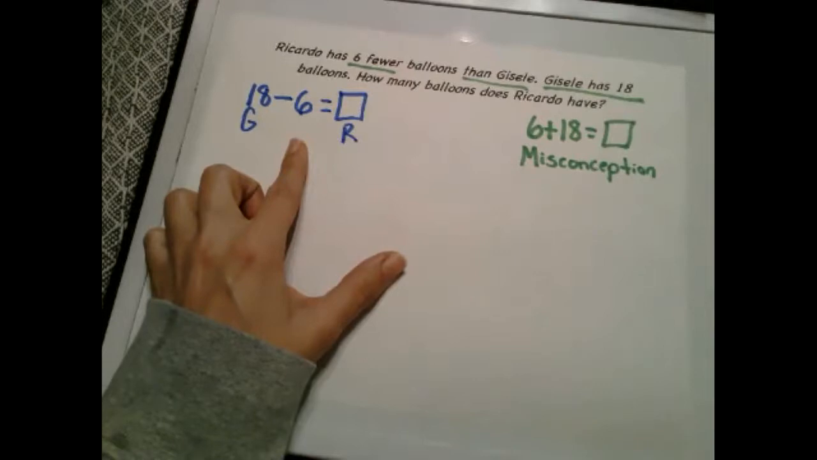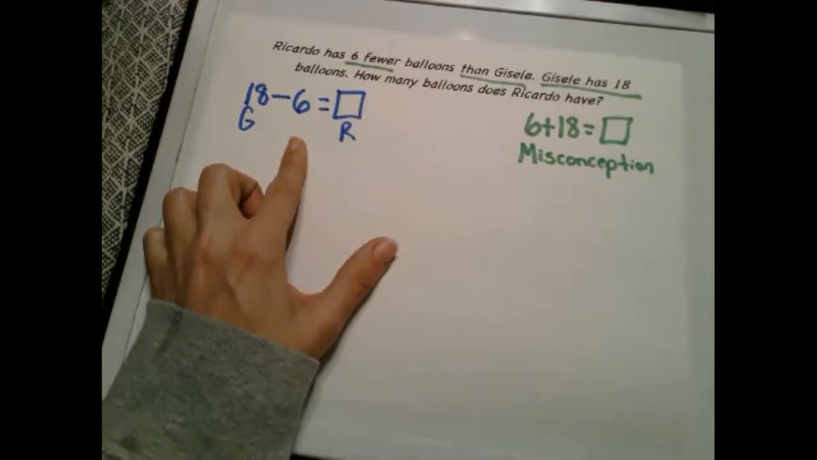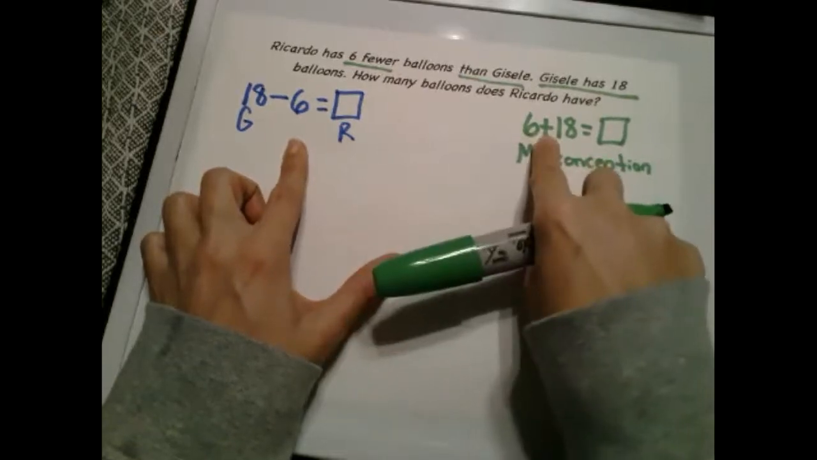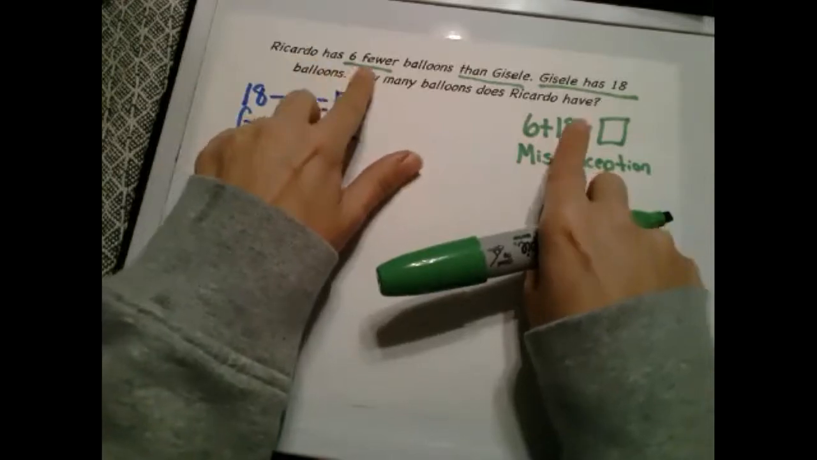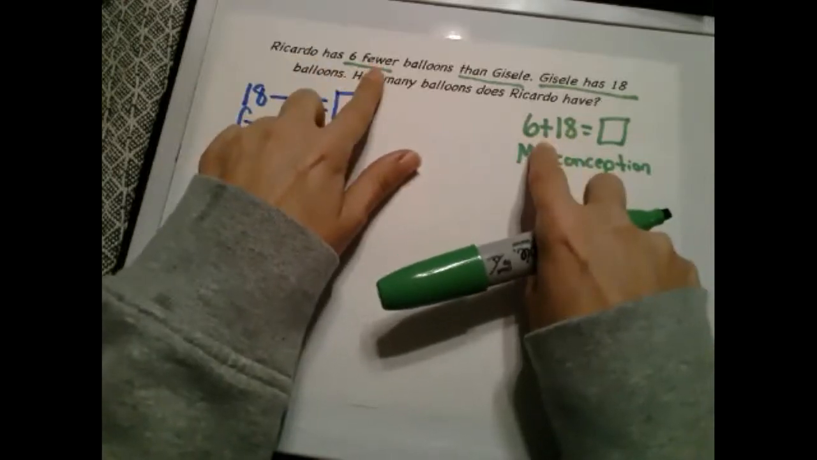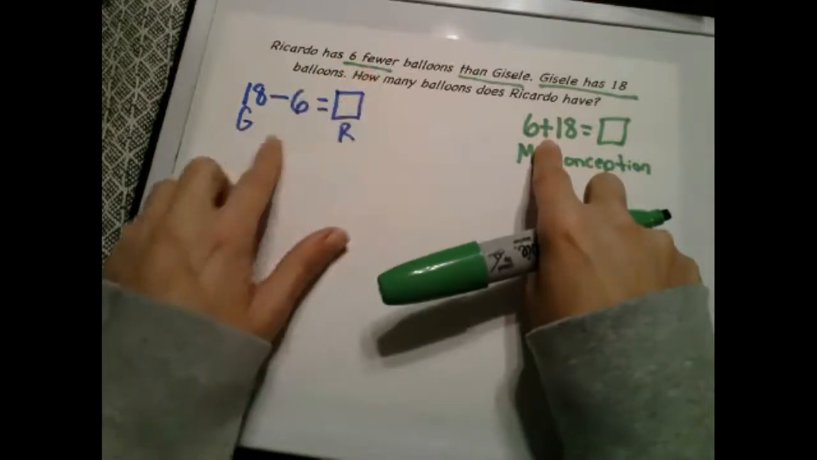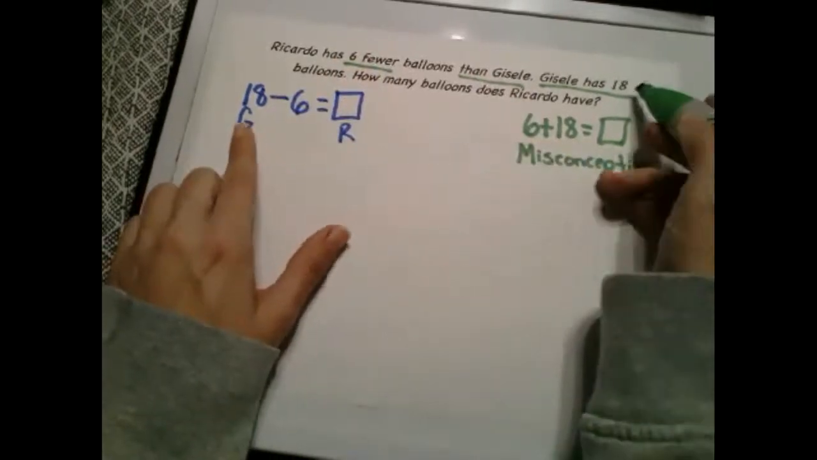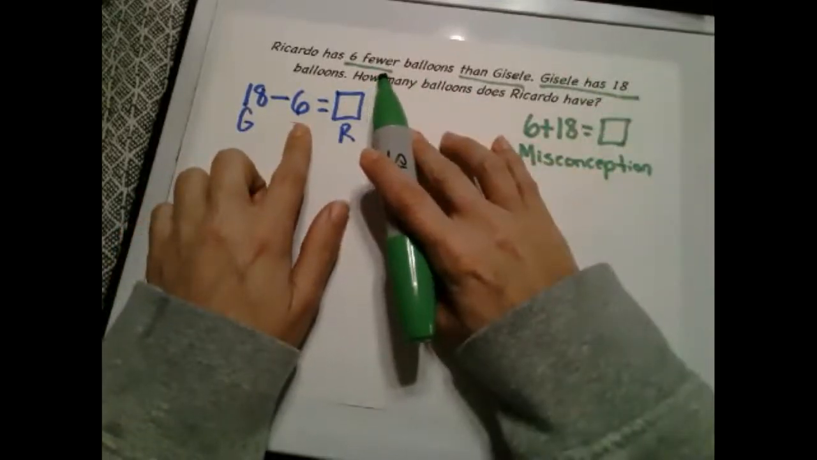Turn and talk to your partner, and when you're ready, hit play. That's right, guys. I wouldn't say 6 plus 18 because it said that Ricardo has 6 fewer, not more. So I don't want to get those signs mixed up. I know that she has 18. Ricardo's going to have 6 fewer.